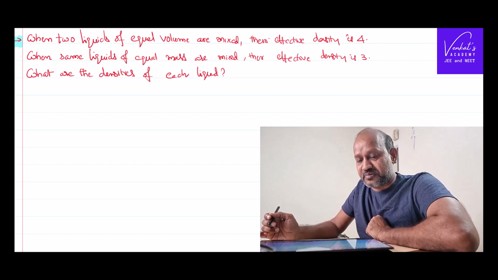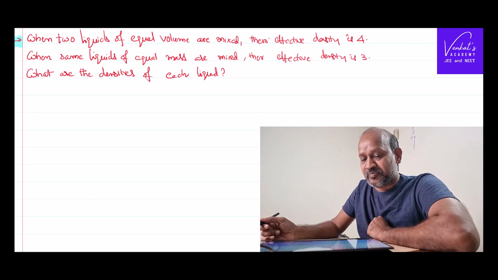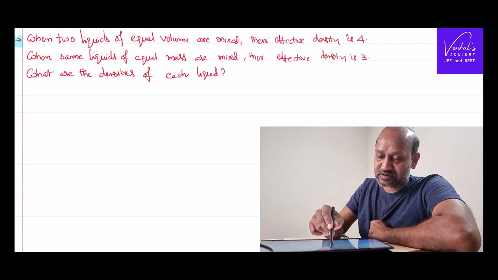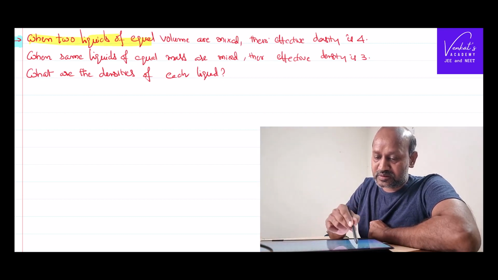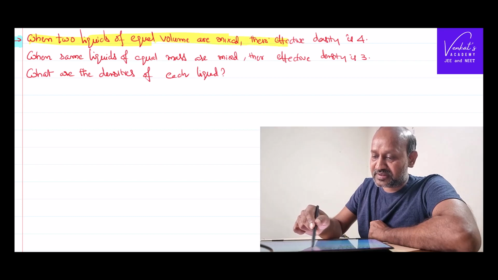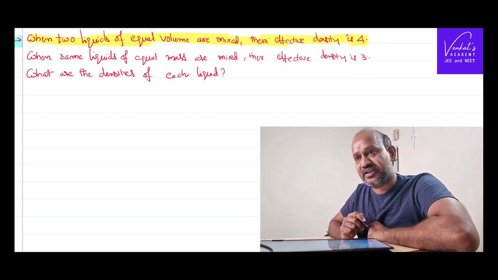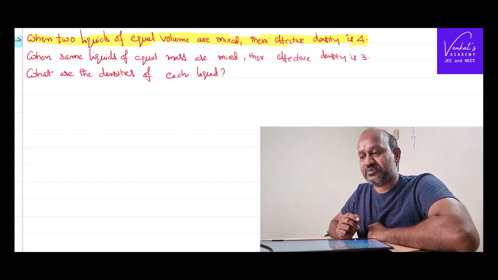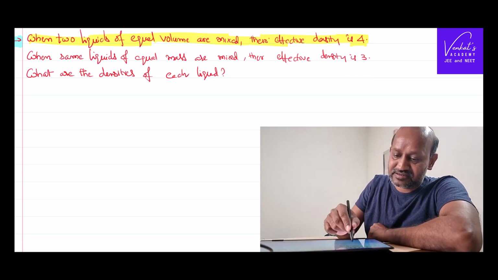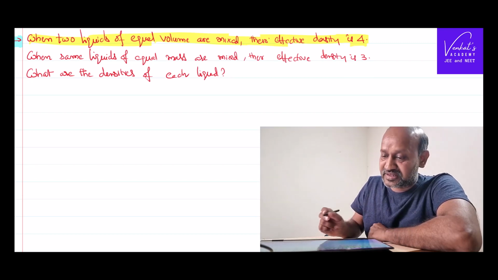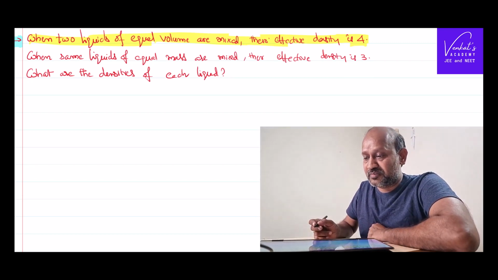Here in this video, we are solving a problem from fluid statics, and the problem is like this. Let me read out the problem for you. When two liquids of equal volumes are mixed, their effective density is 4. Let me stop there and try to explain what that means. He said there are two liquids that are mixed having equal volume and their density is given.